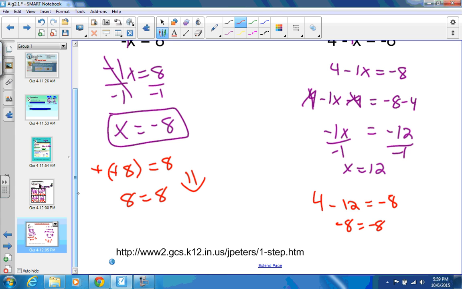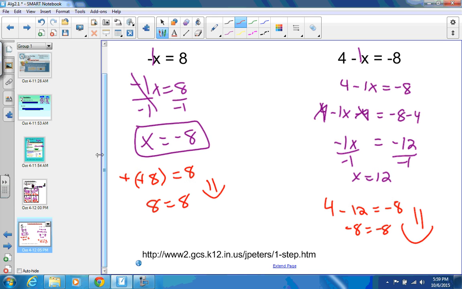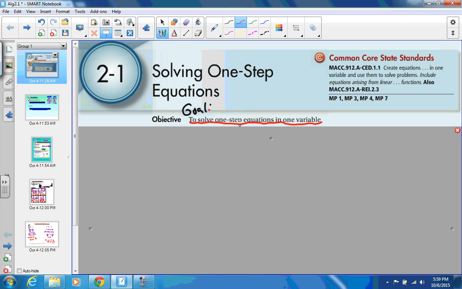So that's all we have here. Oh, smiley face. So I almost forgot. That's all we have here for section 2.1. That is on solving one-step equations in one variable. Make sure you self-assess yourself after this lesson again, and then go on to do the next work that's given to you. All right? See you next time.